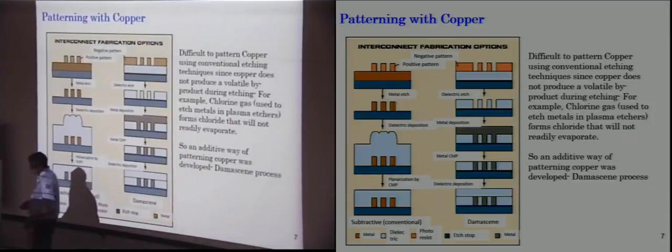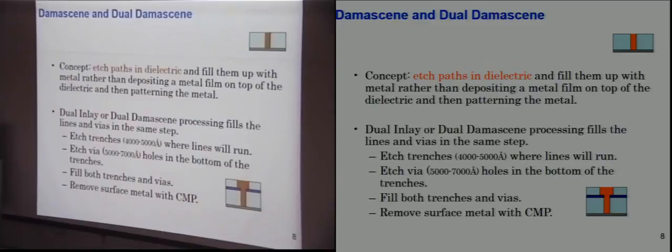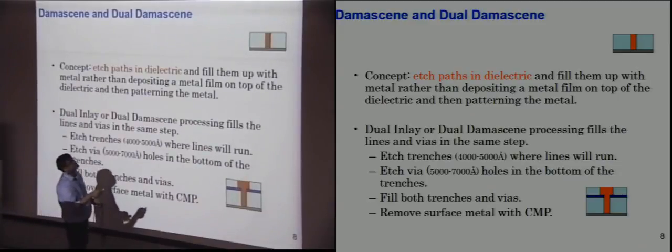Okay. So, basically the concept is you need to etch the path in the dielectric and then fill it up with the metal, rather than depositing a metal film and then patterning the metal. Okay. So, that is the Damascene process when you do it for just one single layer.